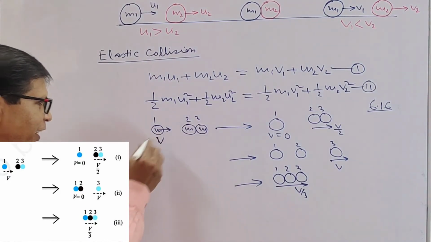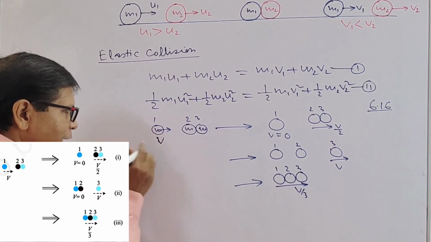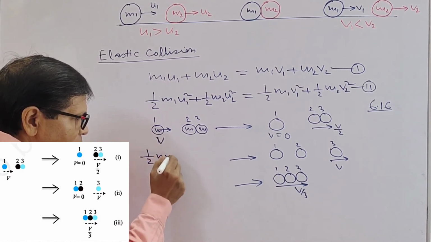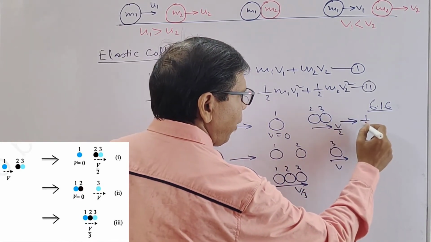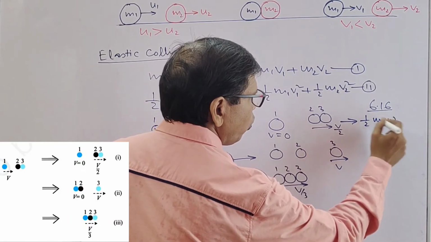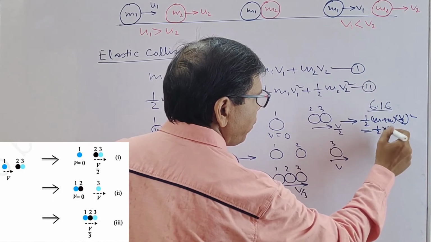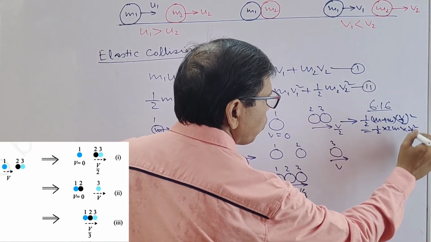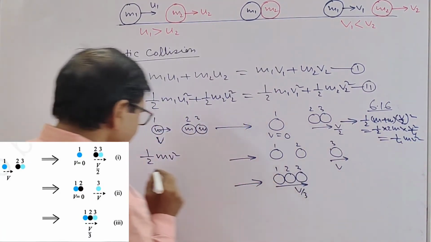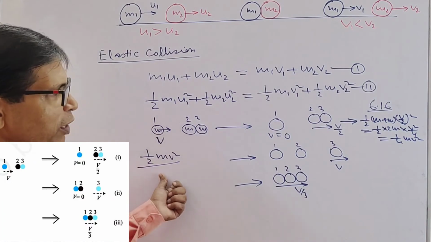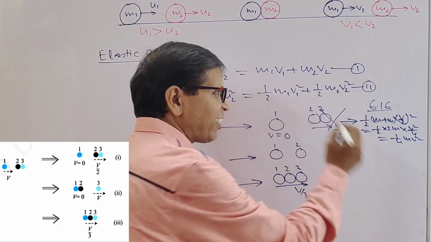Here the initial kinetic energy K is ½ m v². The final K is ½ (m + m) (v/2)², which is ½ × 2m × v²/4, so ¼ m v². So initial energy is ½ m v² and final energy is ¼ m v². So this is not an elastic collision.